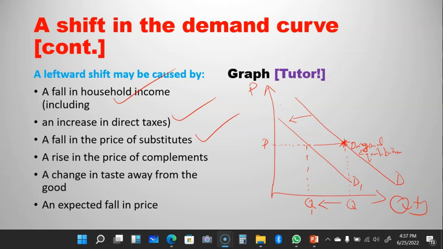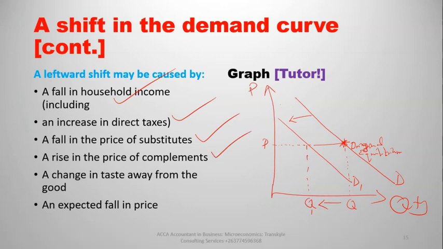What about a rise in the price of complements? Yes, if there is a rise in the price of complementary goods, then there is also going to be a reduction in the quantity of goods demanded, because complementary goods are goods which are used together with this particular product. For example, petrol. If the prices of cars increase, then the quantity of petrol demanded is likely to be reduced.